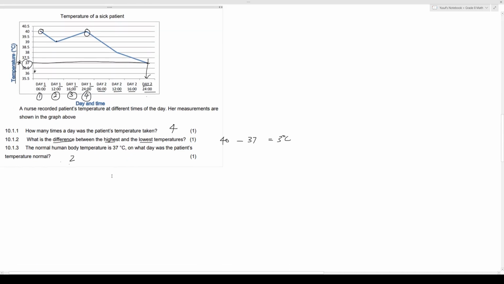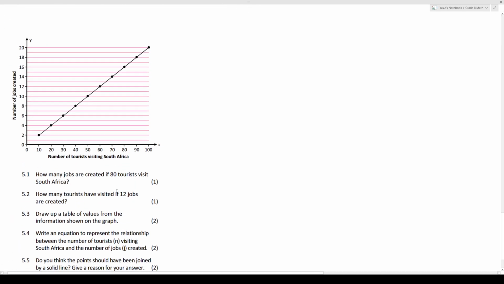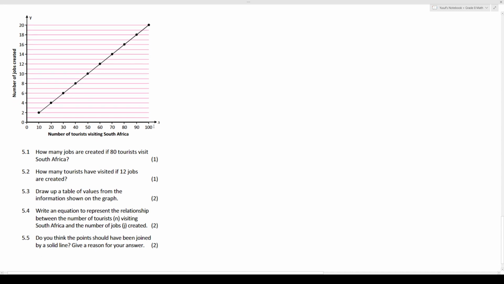Right. Let's look at the final question, the final problem here. This graph is a graph showing the number of tourists visiting South Africa and the number of jobs created because of the tourists visiting South Africa. The number of tourists visiting South Africa is on the x-axis and the number of jobs created is on the y-axis. So the first question asks, how many jobs are created if 80 tourists visit South Africa?